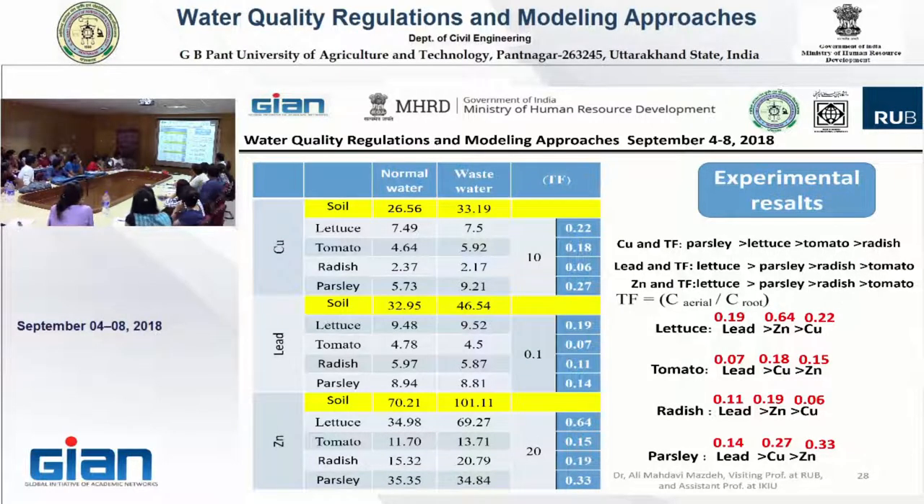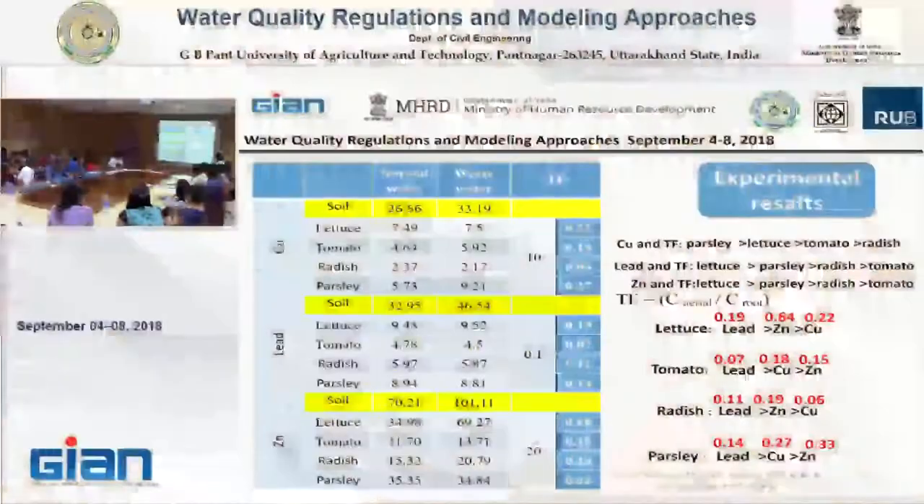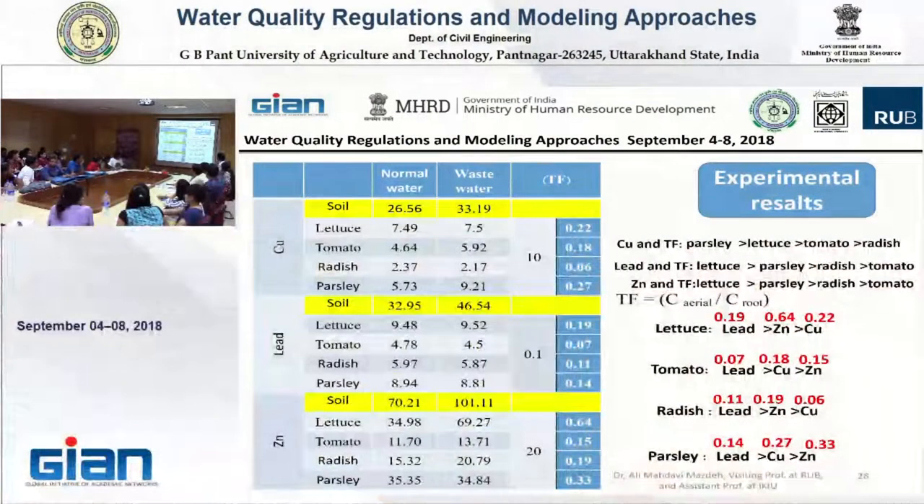Here is perfect about the lead, 0.07%. So it's very good. And here only 15%. So about the lead, there is less danger. About the Cu, again lettuce. So we can understand that lettuce is one of the sensitive ones. So it's good also when you are looking at it as a consumer.